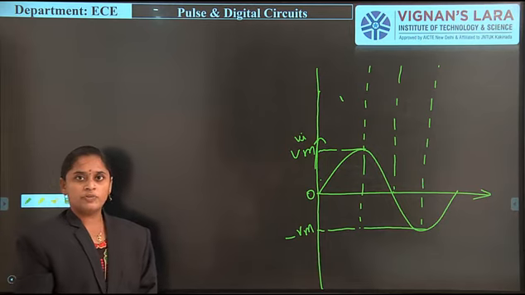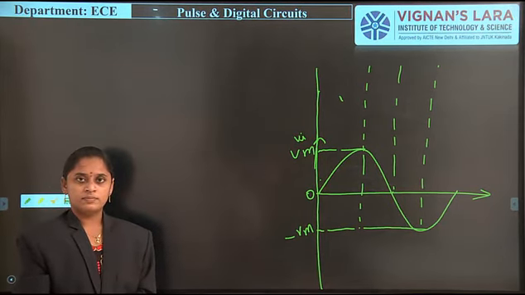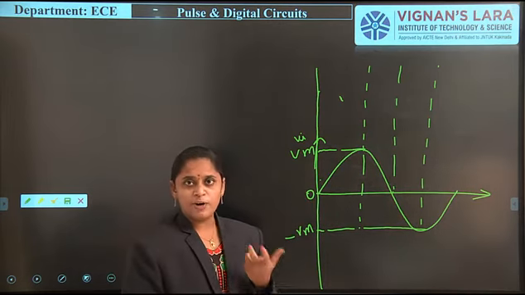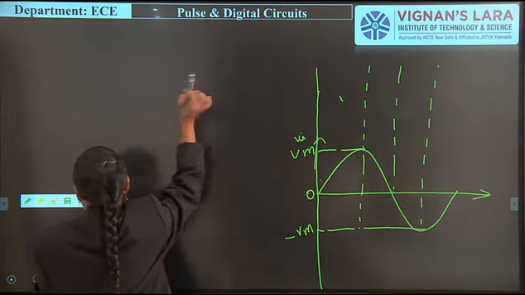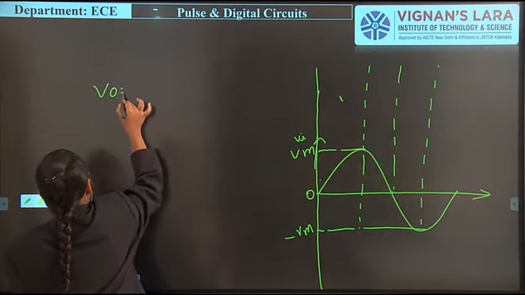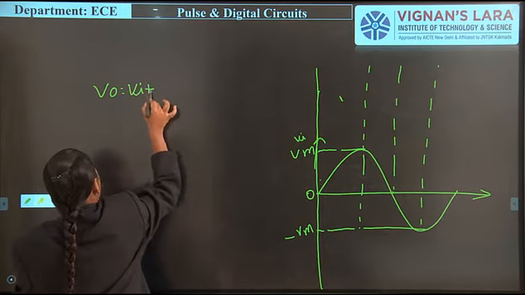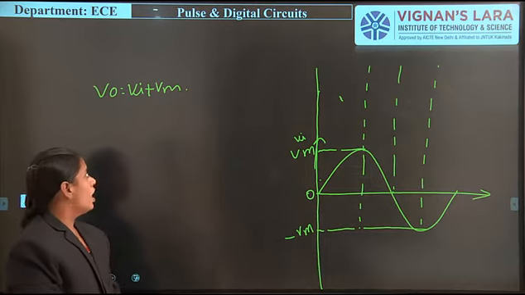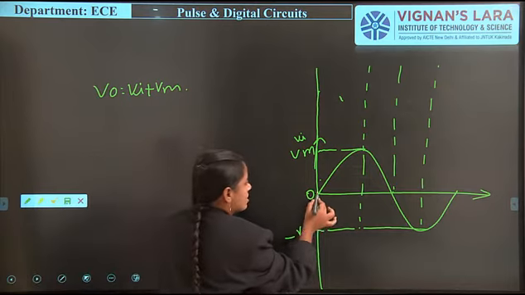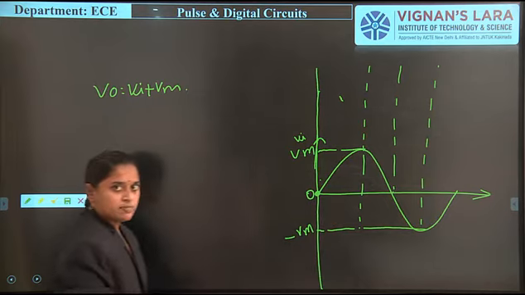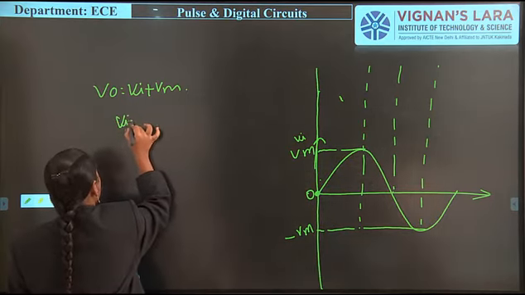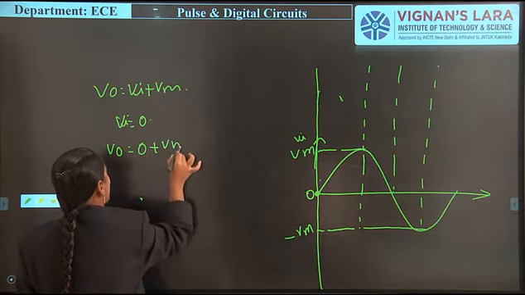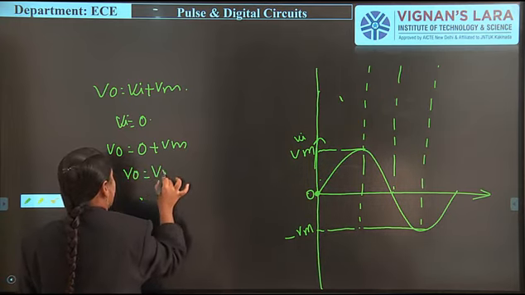So what is the output waveform we have to observe? Here again the levels are 0, Vm, and minus Vm. First, the output waveform equation is V0 is equal to Vi plus Vm, and at different conditions of Vi we observe the waveform of V0. First the input starts at 0 level, that is Vi is equal to 0. What is V0? Then V0 is equal to 0 plus Vm, so V0 is equal to Vm. That is condition 1.